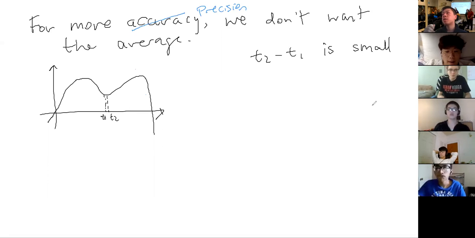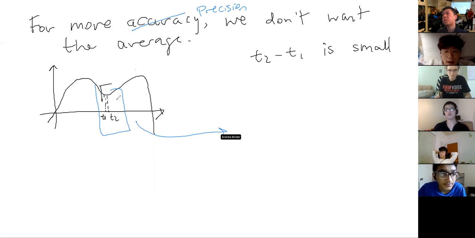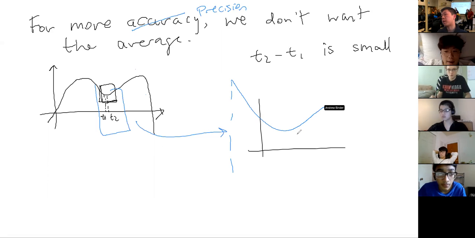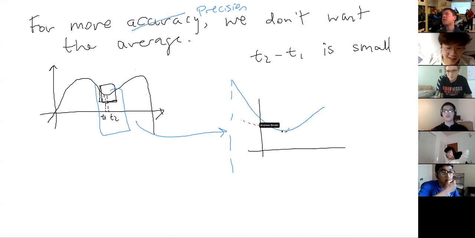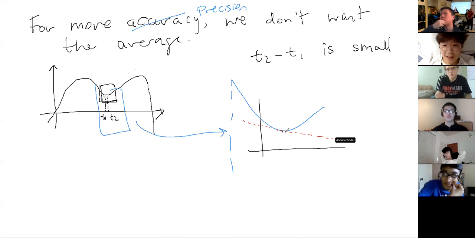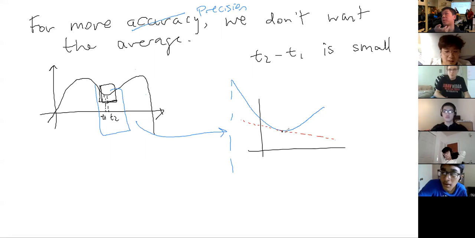Let's zoom in on this specific portion of the graph. It's going to look something like that. And T1, T2 are really close together. Now, when we zoom in on a graph, given any curve, it's a physical intuition that the more you zoom in, the less curvy the graph is. And when you zoom in enough, any curve basically just becomes a line.